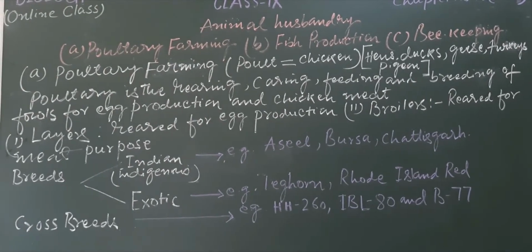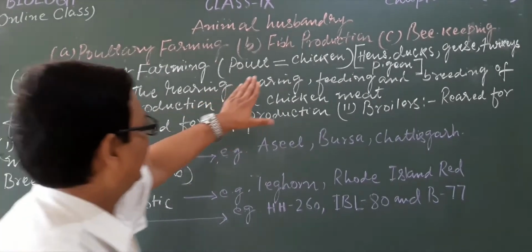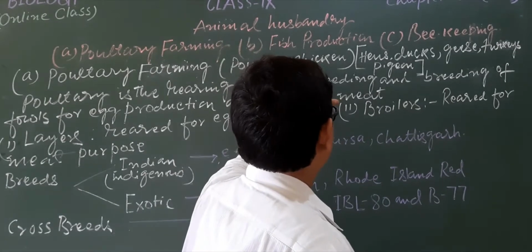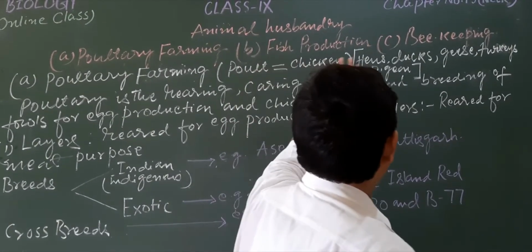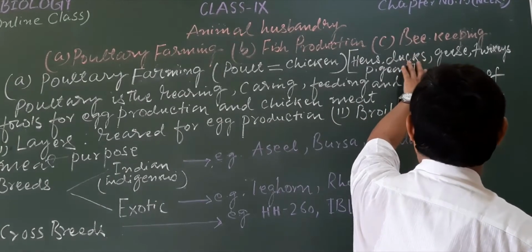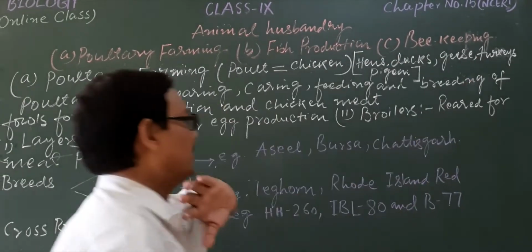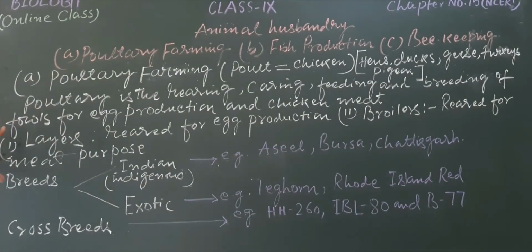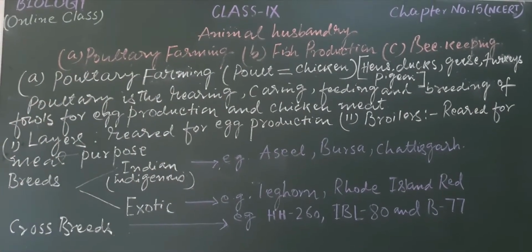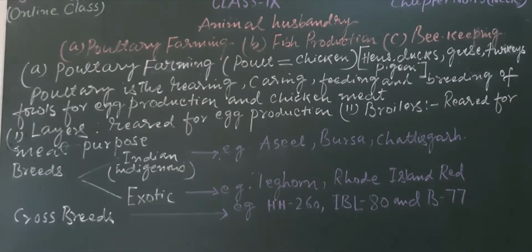तो पोल्ट्री फार्मिंग में केवल वो चिकन नहीं आते हैं जिसे हम लोग समझ रहे हैं, बल्कि उसमें जो अदर्स भी हैं, कुछ वैराइटीज़ लाइक डक्स, गीज, टर्कीज, इवन पिजन, ये सारे का रेयरिंग, caring, feeding and breeding of fowls for egg production and chicken meat.